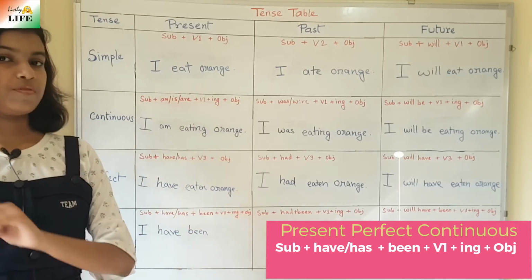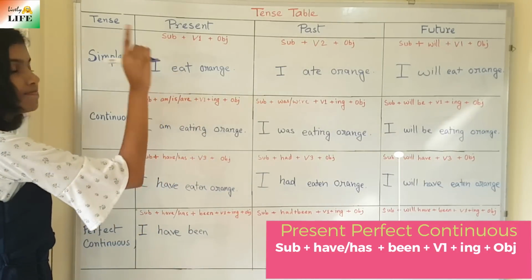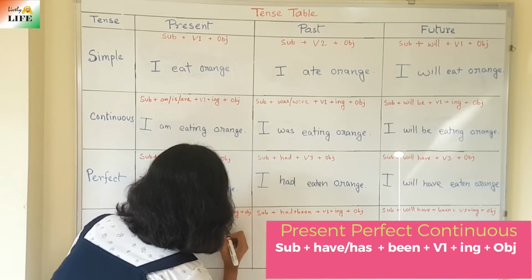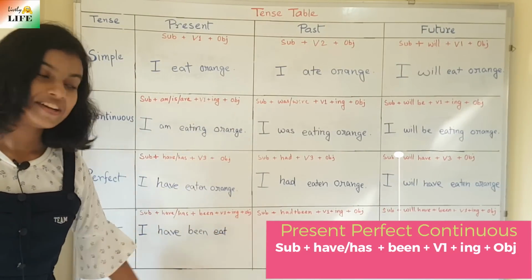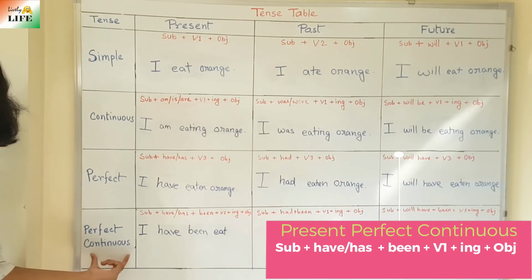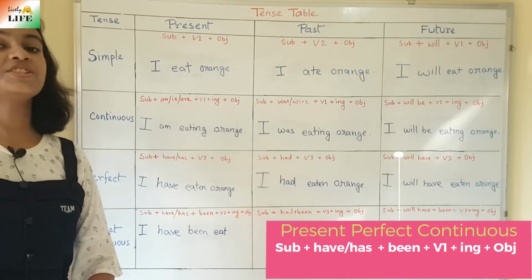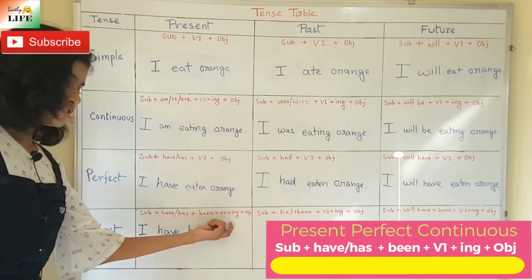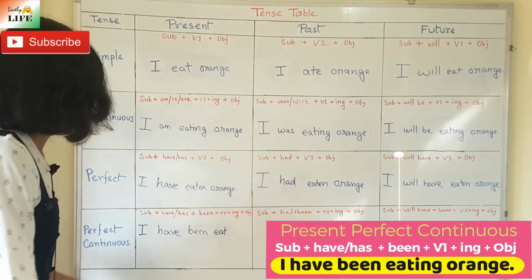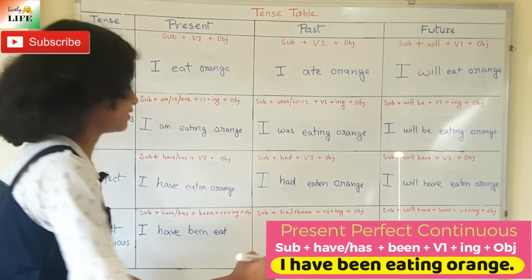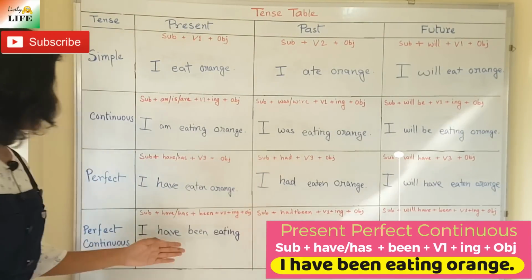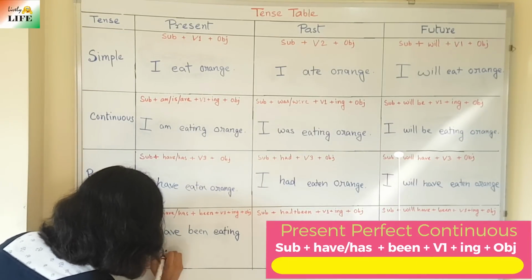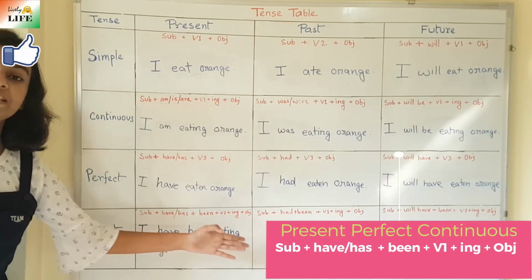Then the first form of verb. First form of verb is eat. The first form of eat is what? Eat, right? Eat. Then ing. Okay, so here we have a term known as continuous, right? As I said, in every continuous tense we have to use ing after the verb. So here too, after the verb we have to use ing. So I have been eating, and then the object orange. I have been eating orange.